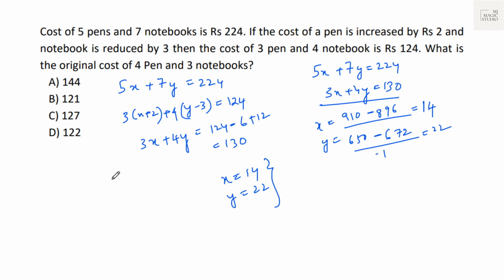Now the question is, what is the original cost of 4 pens? 4 into 14 is 56, plus 3 notebooks is 66, so 110 and 12, 122. Option D is the pick.